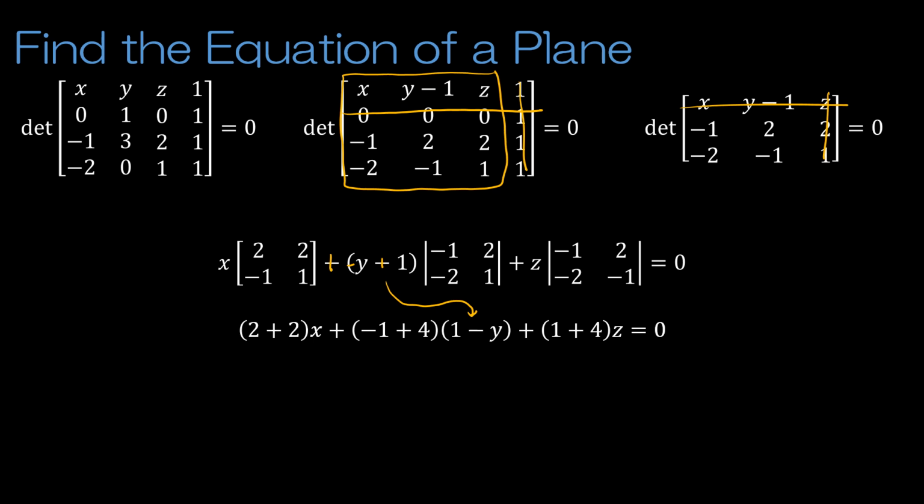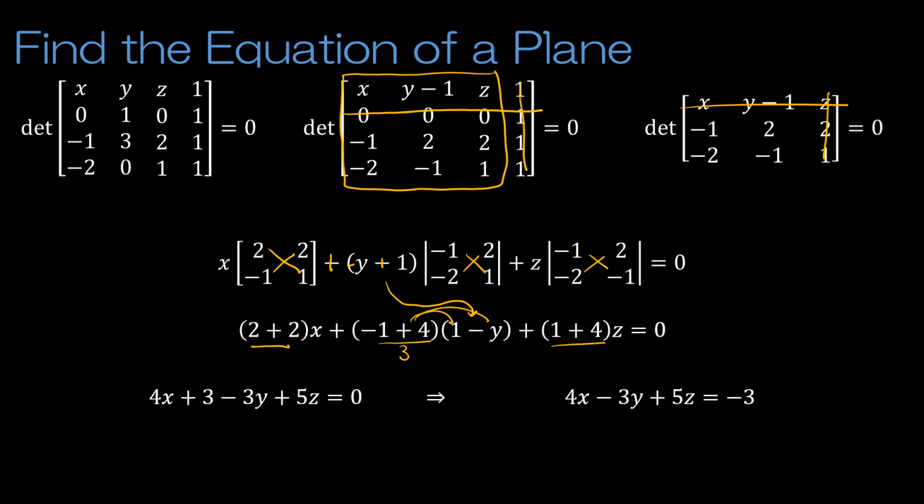But then I just found the determinants. 2 times 1 minus 1 times negative 1 times 2. And then negative 1 times 1 minus negative 2 times 2, and negative 1 times negative 1 minus negative 2 times 2. And then I simplified each step, so that gives me 4x, and then this is 3, so it's 3 times 1, or 3, minus 3y, and then plus 5z, and then as I always do, I just moved that other value to the other side, and if you'll notice, we got the exact same equation for the plane that we did using Desmos.